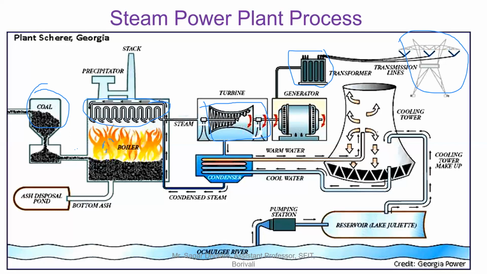After the utilization of the kinetic energy of the steam, it goes to the cooling tower, where the temperature of the steam is dropped down to warm water, and further it is condensed inside the condenser and converted into cold water. And this water reservoir is always filled with the help of different pumping stations that supply water from nearby supply resources.